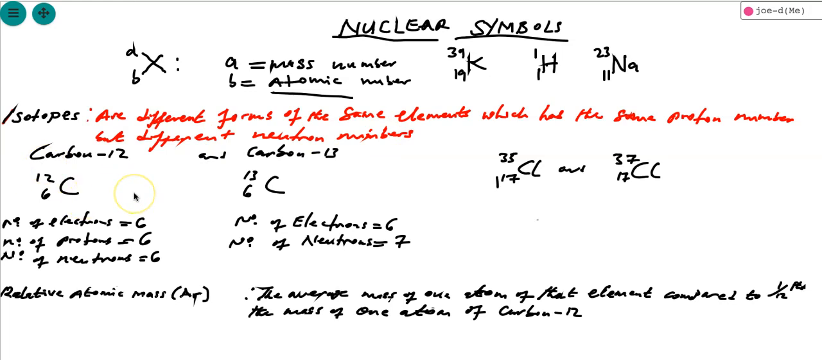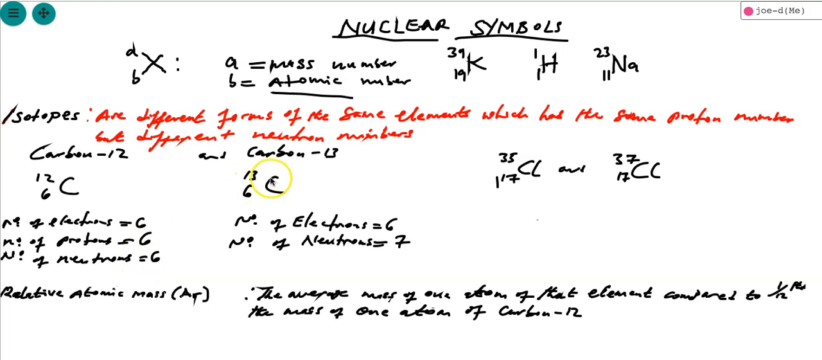Let's look at an example. A common isotope that you come across is carbon-12 and carbon-13. Now let's look at their nuclear symbols. We have here carbon-12 and carbon-13. Carbon-12 has atomic number of 6 and mass number of 12. Now what that means is that the number of electrons in this carbon-12 is 6, the number of protons is also 6, and the number of neutrons is 6.